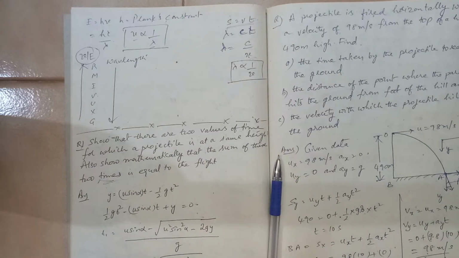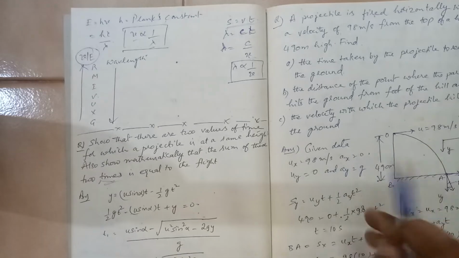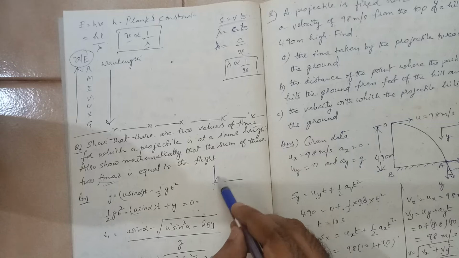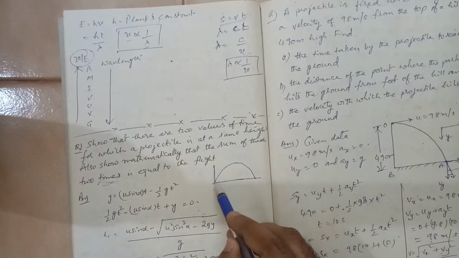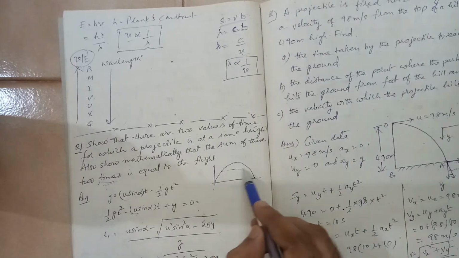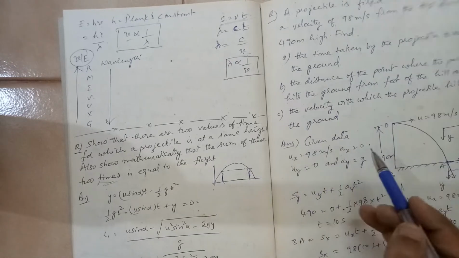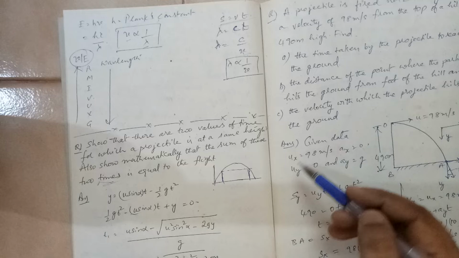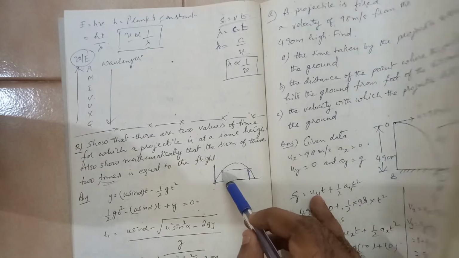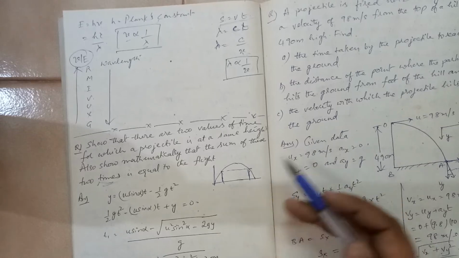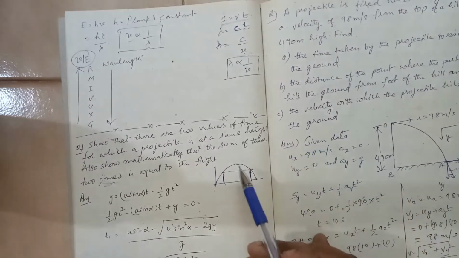Okay, so is it possible? Yeah, it is possible. Why? Because suppose you project it like this, you take this height and this height, they are both equal and equal above the ground. From here to here it will take some time t1, and from here to here it will take some time t2. So it is practically possible.